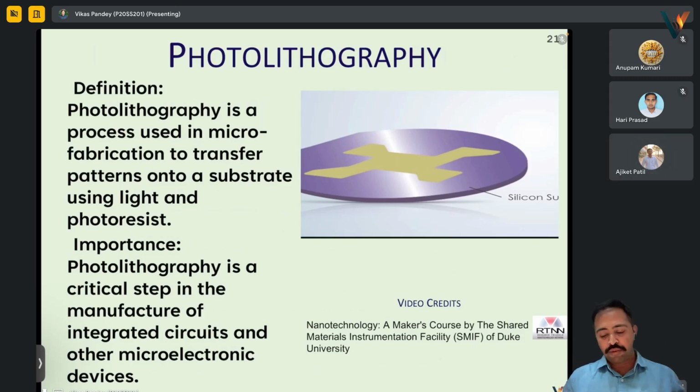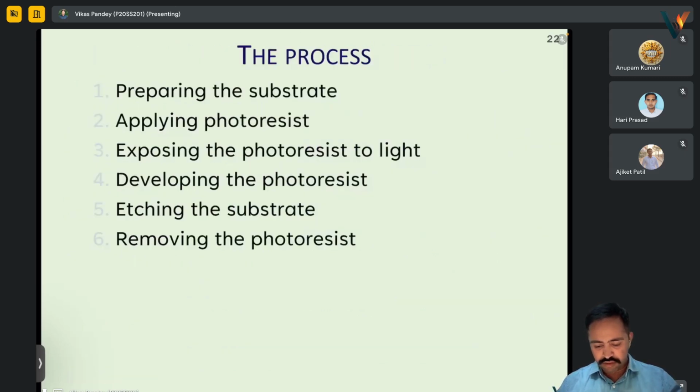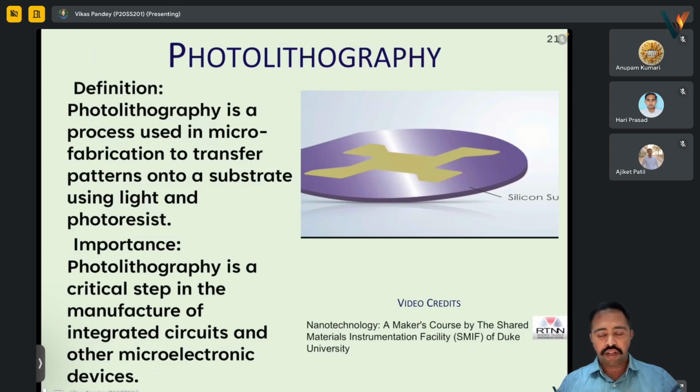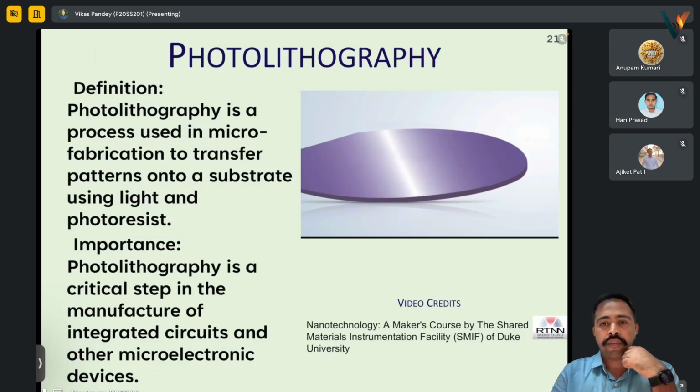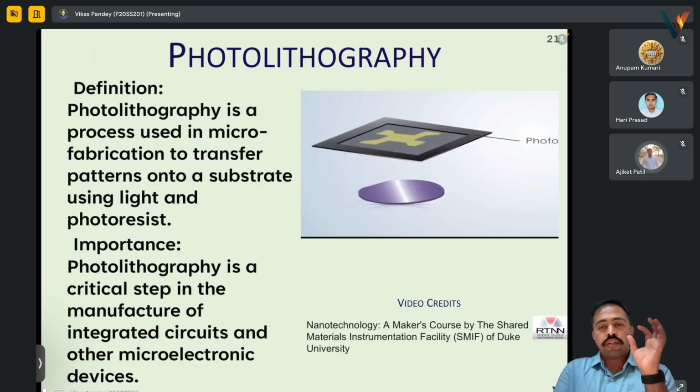Now I will show a video from one of the lectures. I found it very good, from Duke University, on the basics of how photolithography works. I have taken some clips from there. Are you able to see this video? Yes. So see how this whole process works.